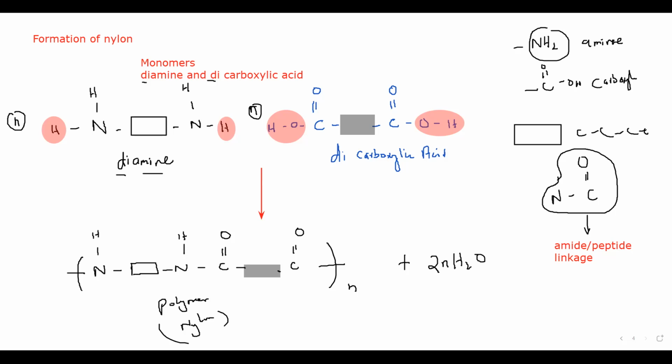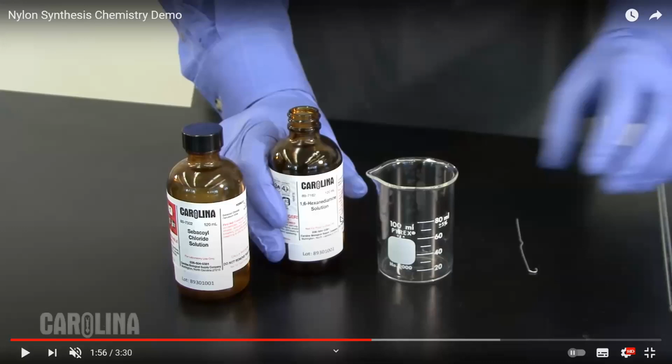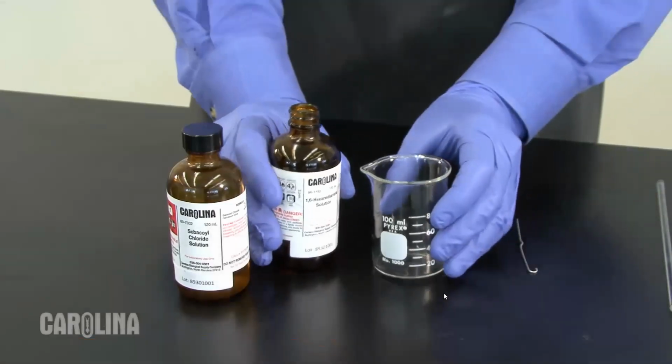nylon. The difference between the shaded and the unshaded box represents the difference in carbon atoms. If they have different carbon atoms, we use different shades. If they have the same number of carbon atoms, we use the same shade. This is a simple demonstration of the formation of nylon, the different ways nylon can form.